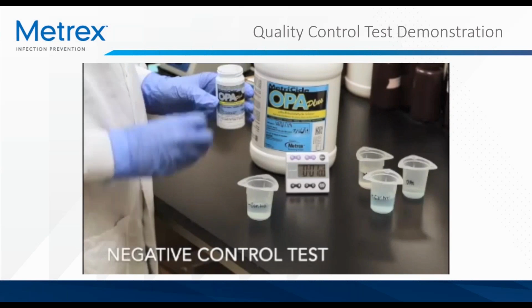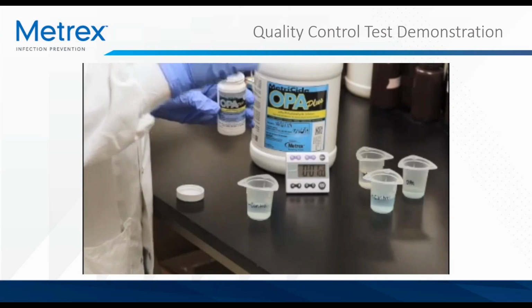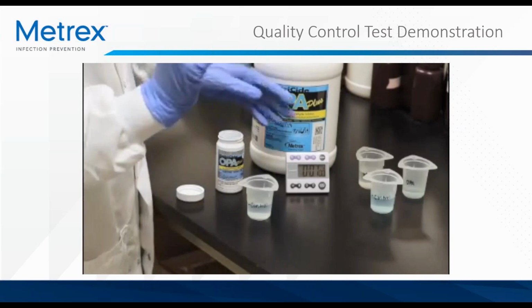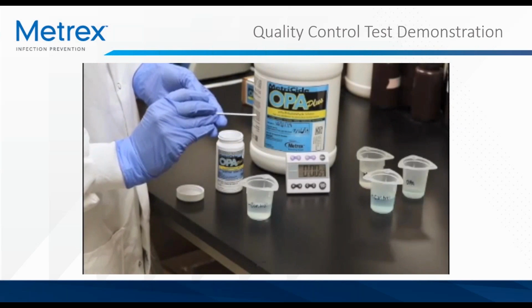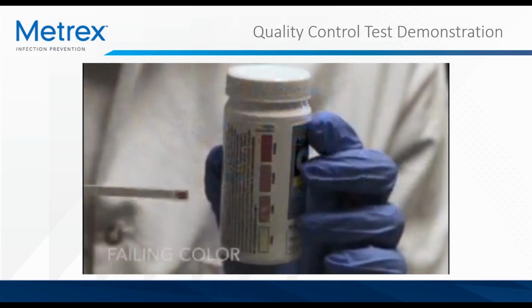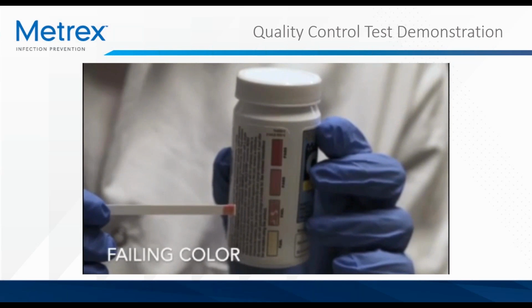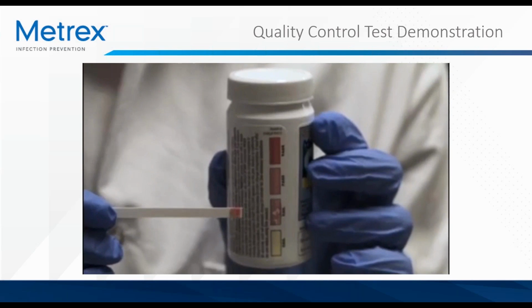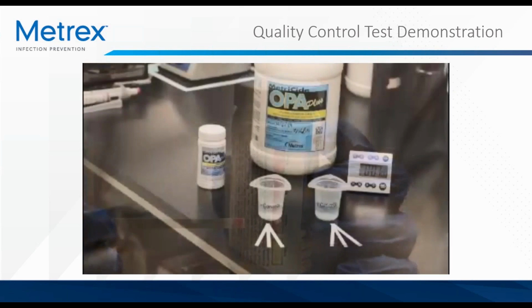Perform the negative control test by taking one MetriCide OPA Plus solution test strip and dipping it into the beaker holding negative control for 2 seconds. After dipping for 2 seconds, remove test strip and shake vigorously once. Then hold horizontal for 1 minute, again using a timer. After 1 minute, read the test strip against the MetriCide OPA Plus solution test strip bottle. The test strip should indicate a failing color of either yellow or magenta with yellow spots.